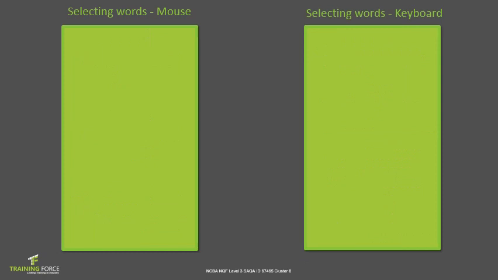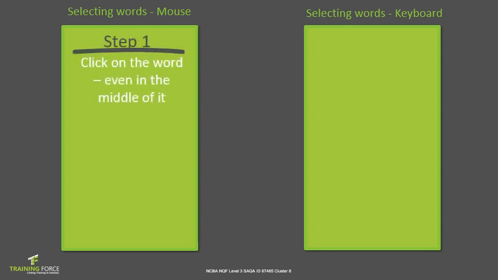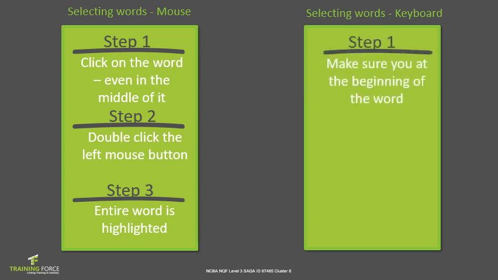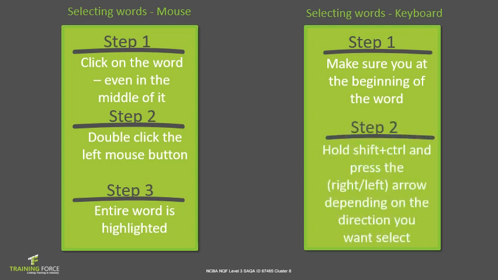In this instance, when we're selecting actual words, it doesn't matter where we click the cursor. The cursor just needs to be clicked on the actual word, and that can actually be in the middle. Then we double click the left mouse button and the entire word will be highlighted. When we use the keyboard, we need to make sure that you're at the beginning of the word. Then you hold Shift and Control, so you need to hold those two buttons in, and then you press the right or left arrow depending on the direction you want to select.